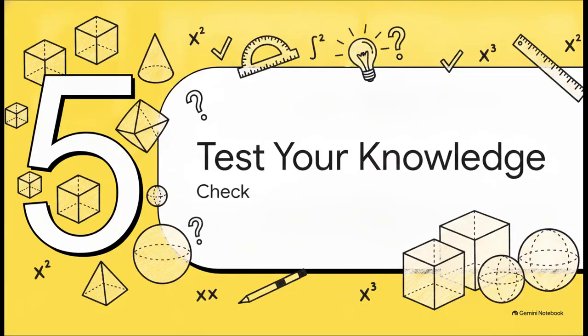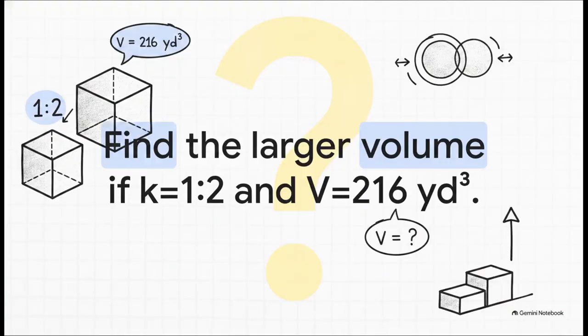Section 5. Check. Test your knowledge. All right, here's a specific scenario drawn right from our source material. We have 2 similar solids. We know their scale factor is 1 to 2. We also know the volume of the smaller solid is 216 cubic yards. Your mission? Find the volume of the larger solid.